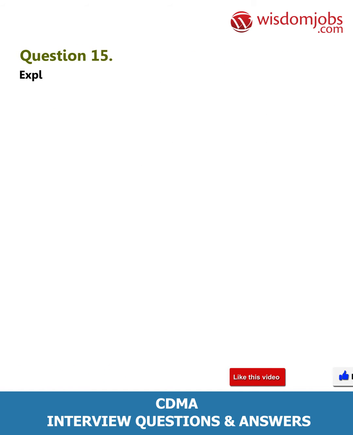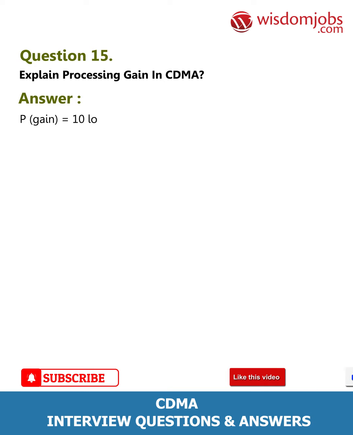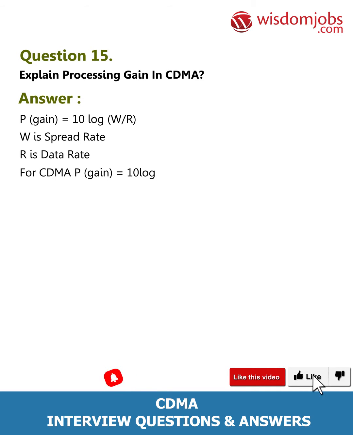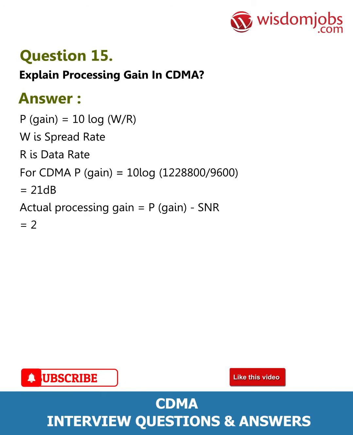Question 15. Explain processing gain in CDMA. Answer. P. Gain equals 10 log W by R, where W is the spread rate and R is the data rate for CDMA. P. Gain equals 10 log 12,28,800 by 9,600, which equals 21 dB. Actual processing gain equals P. Gain minus SNR, which equals 21 minus 7 equals 14 dB.